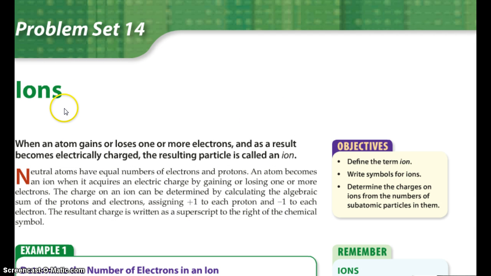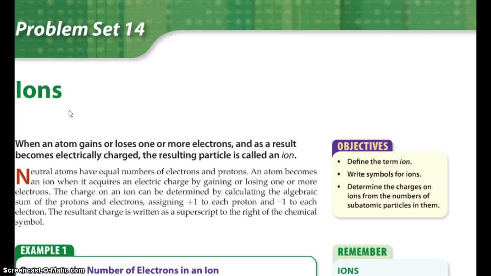All right, problem set 14, ions. When an atom gains or loses one or more electrons, and as a result becomes electrically charged, the resulting particle is called an ion. Neutral atoms have equal numbers of electrons and protons, so we assume that's how it starts out. An atom becomes an ion when it acquires an electric charge by gaining or losing one or more electrons. The charge on an ion can be determined by calculating the algebraic sum, or in other words, just adding the protons and electrons, assigning +1 to each proton and -1 to each electron.